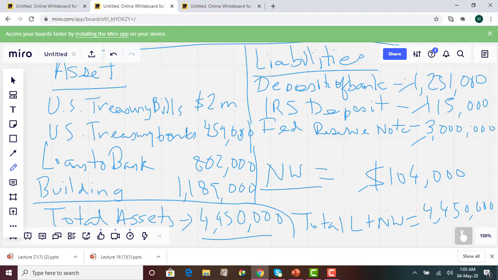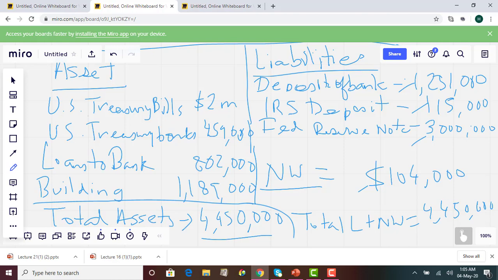Like US Treasury bills, they are buying these, so they own these securities, and it's like an asset to them, so it will be listed under assets. If they are giving out loans to the banks, that's an asset to them because the banks have to pay it back to them. It's like accounts receivable. So these have to be listed as assets.